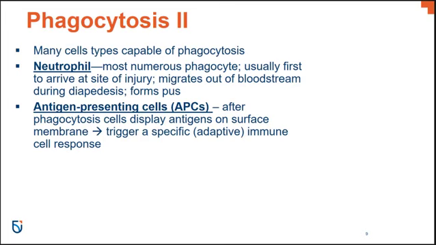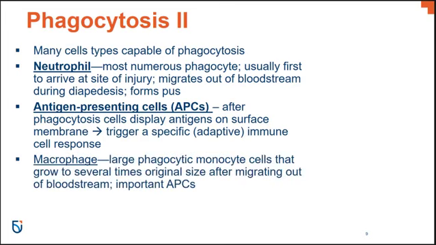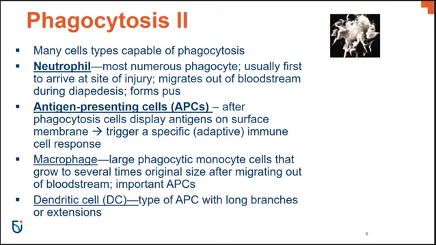Another common type of phagocyte that we've already talked about is the macrophage, which means large eater. Macrophages are large monocytes that have grown to several times their original size after migrating out of the bloodstream. They are important antigen-presenting cells. Yet another type of phagocyte is called the dendritic cell, which is found in many tissues of the body that have contact with the external environment, such as the skin and mucous membranes. And it's called a dendritic cell because of its many branches. Dendrite means branches. If you think back to nervous system anatomy and those dendrites off neurons, those branches.